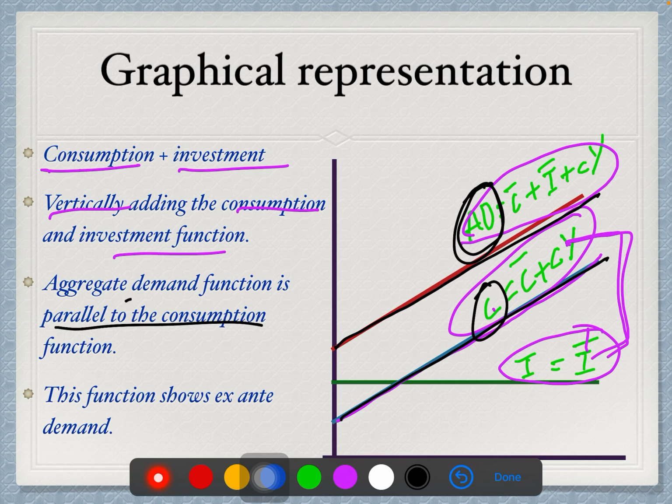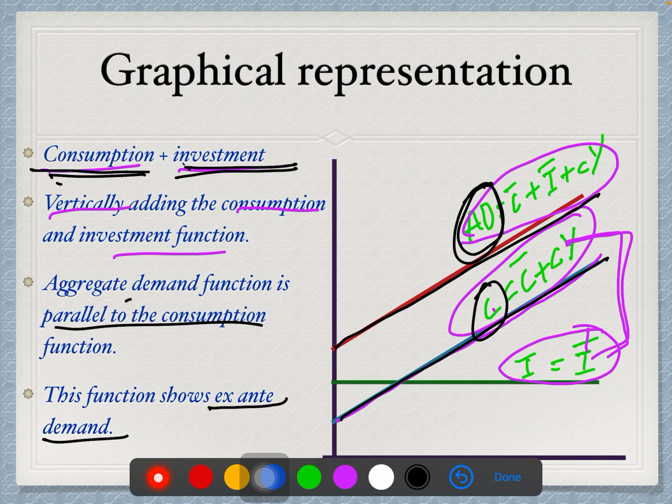And the last one is ex ante demand. What is ex ante? We discussed it in my previous video on the investment function. Ex ante demand, aggregate demand, means you have two components here, consumption and investment. The consumption function is ex ante consumption, and investment is also ex ante investment. By adding those, it becomes the ex ante demand curve. I hope you understood this.